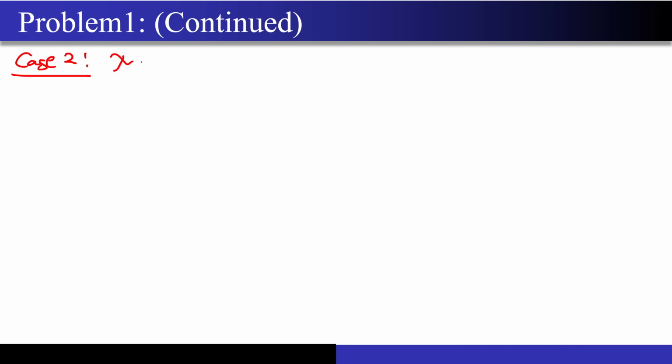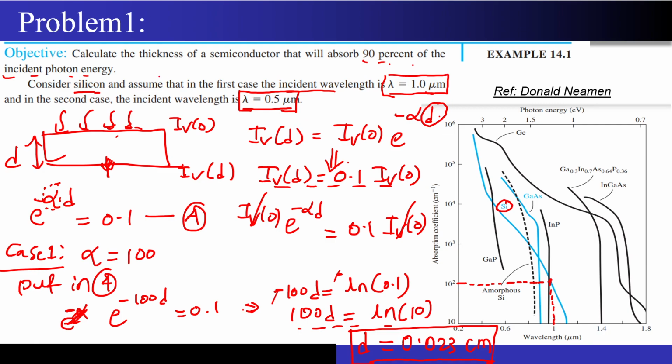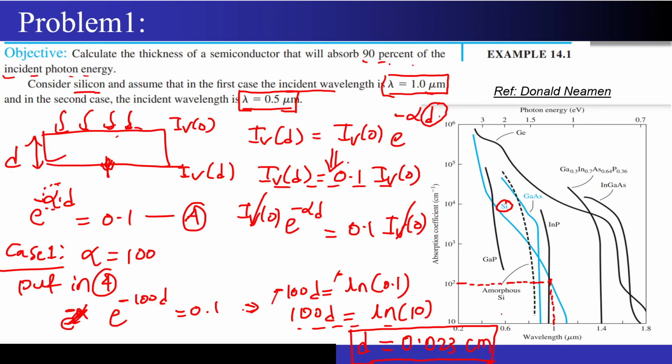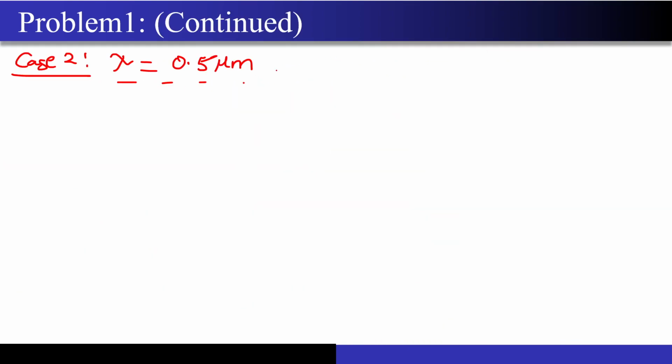What is case 2? My lambda has been given to me as 0.5 micrometers. So corresponding to this 0.5 micrometers, I have to find the absorption coefficient, right? It is somewhere here actually. I'm just projecting the points downwards. This is my 0.5, right? If I project it horizontally, you can see it is hitting the 10 to the power 4 number over here, and this is my absorption coefficient. So for this, my alpha is 10 to the power 4, right?